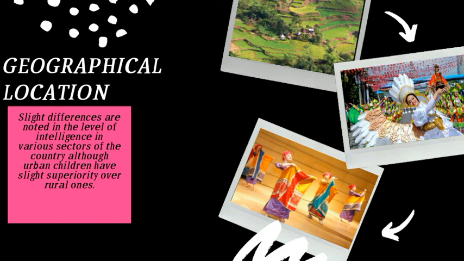Geographical location. Slight differences are noted in the level of intelligence in various sectors of the country, although urban children have slight superiority over rural ones. Maybe we can say that the access to the educational institution is a big concern. Some students may have to take a long walk before reaching their schools, and it is very time consuming, and they have less time to study. Some may drop their studies because of the location, unlike in urban areas where schools are very much accessible.